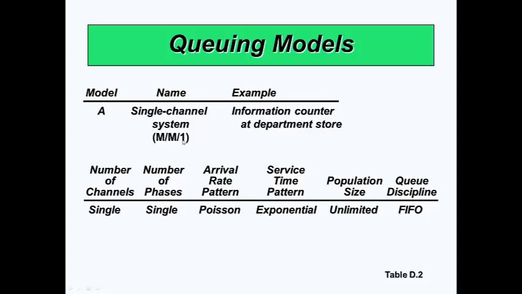One is obviously that there is a single channel, single server, and we are also assuming that the number of phases is also single. Population size is unlimited, and the queue discipline is FIFO.